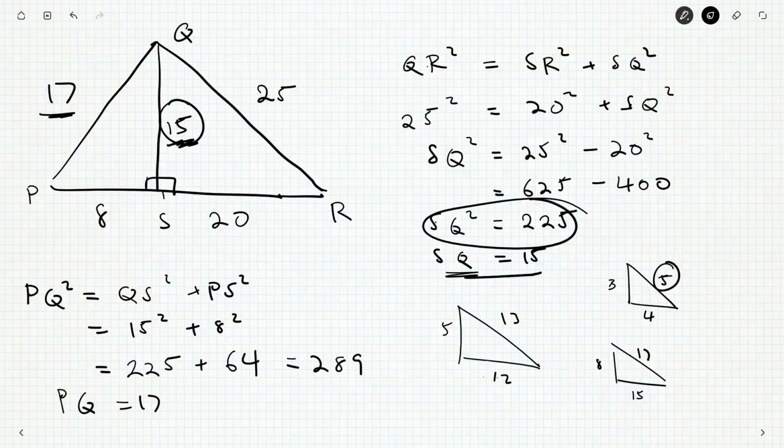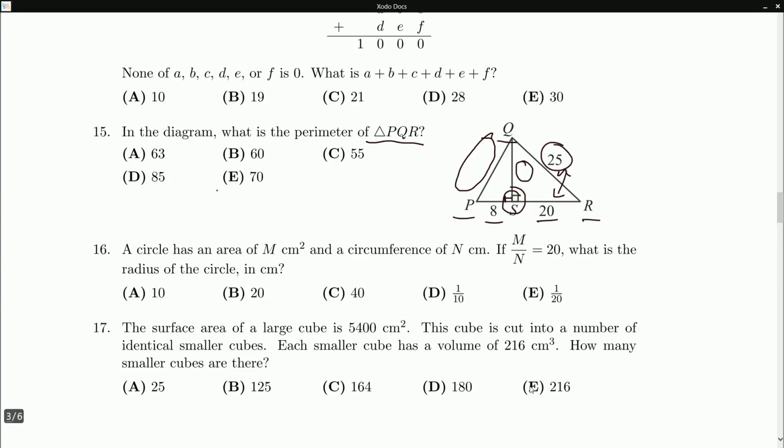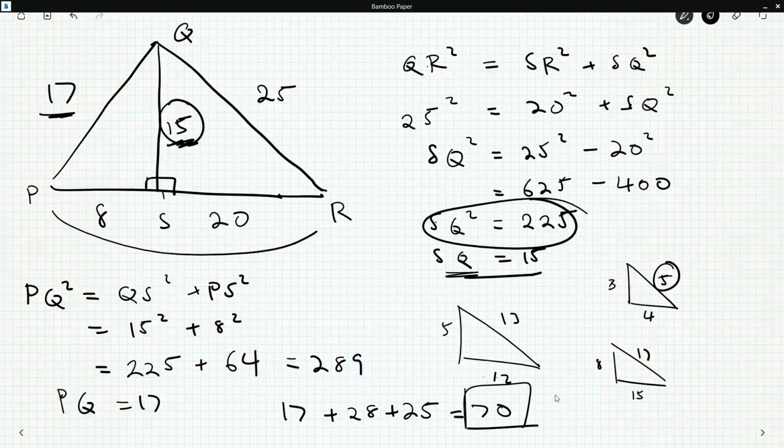We want the actual answer to the question, so 17 plus 28, that's the total of PR, plus 25 is, that should be 70, I think. Yeah, because 28 is 25 plus 3, 2 25s is 50. The remaining 3 goes with the 17 to become 20, so we should get an answer of 70. Do we have an answer of 70? Yes, we do. It's right there. It's E.